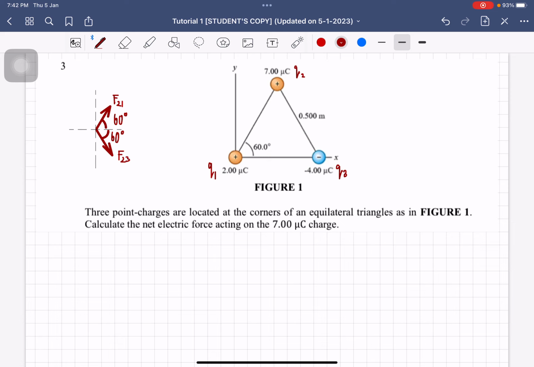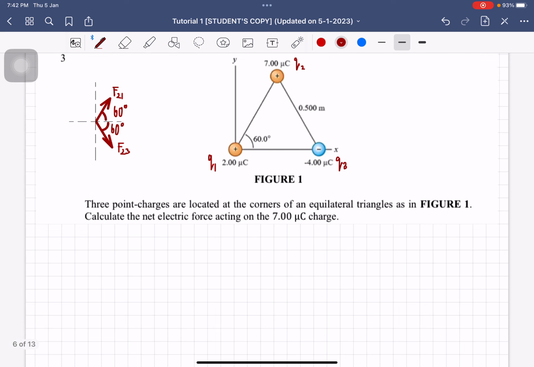Okay, so that is the electric force diagram, or what you know it as before, which is the free body diagram. But now this is an electric force diagram. Okay, so now back to the steps. After drawing the diagram, we need to find the magnitude. So what is the magnitude of each of these forces? The magnitude for force F21 is equal to K Q2 Q1 over R21 squared.